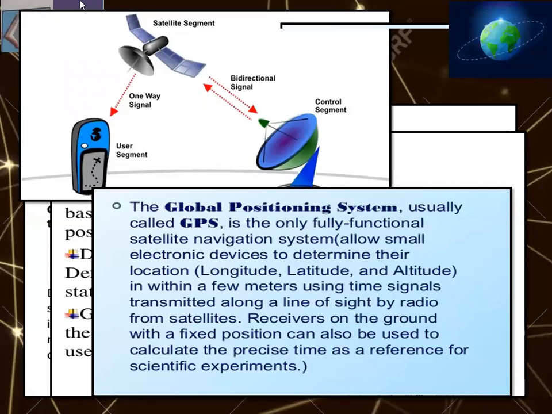So here in the diagram you can view we have a satellite station, a one-way signal to the user segment, and a bidirectional signal to the control segment. We have a user segment and a control segment, and on the control segment we have bidirectional signals, and in the user segment we have a one-way signal, so it is sending the data to the devices.